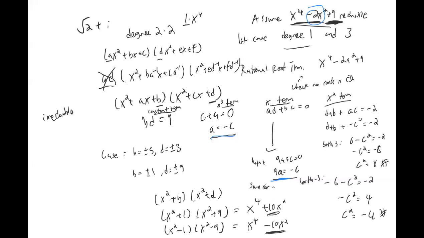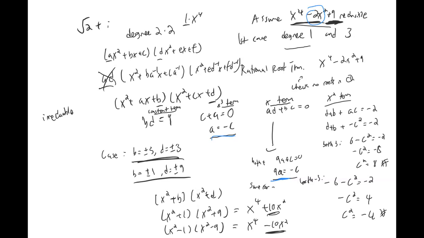What do you mean by stop? The c squared equals 8 was for the case where b and d were plus minus 3, right? What about the case b is plus minus 1, d is plus minus 9? Yeah, there's no avoiding this.